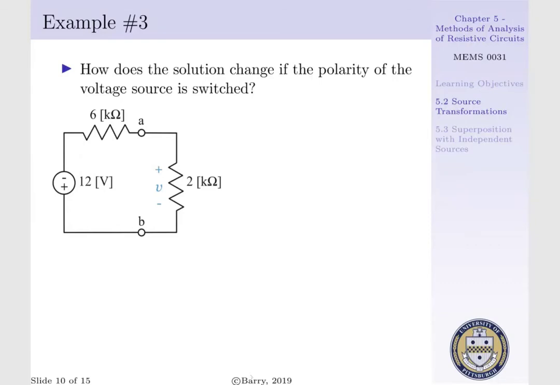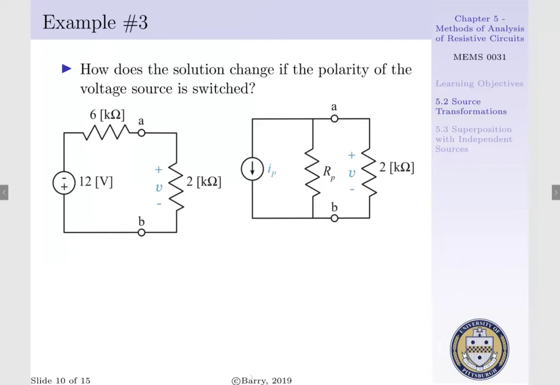Now in example 3, let's look at the same circuit as we did in example 2, but switch the polarity of our voltage source. To begin, we will construct our Norton equivalent circuit, such that we'd have I sub P in a parallel configuration with R sub P connected to our 2 kilo ohm resistor terminals A and B. Now note, I sub P is pointing downwards to match the polarity of our 12 volt source.